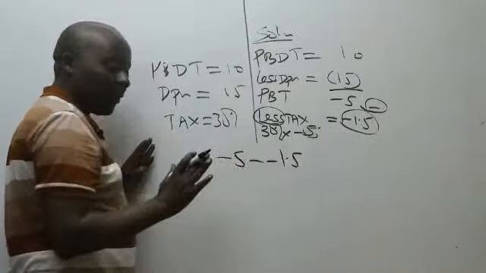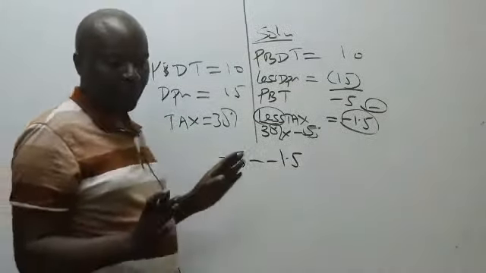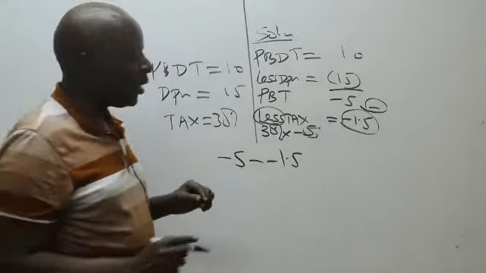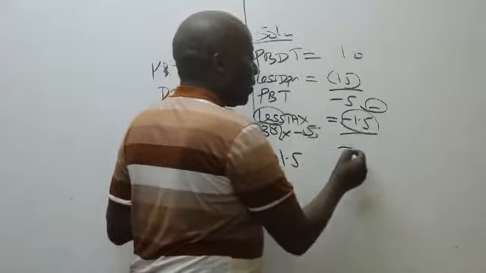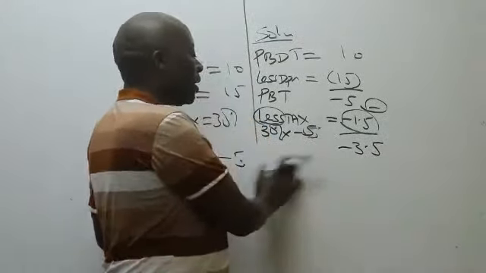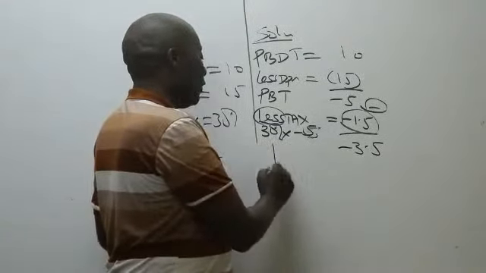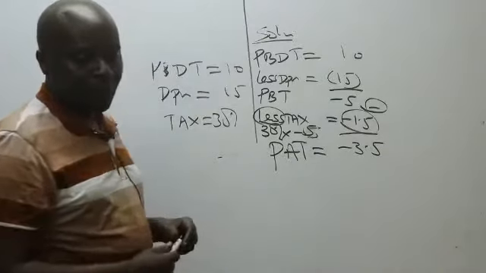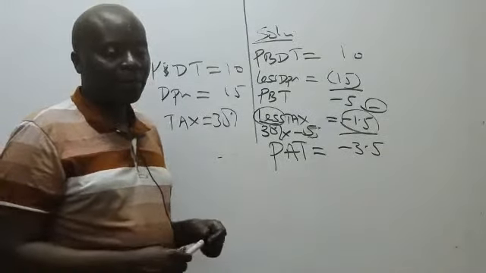Don't use your head. Use your machine. Don't use your head to calculate. Use your machine. Yeah, it is -3.5. Now, ladies and gentlemen, once I get this figure, I'll have to call it the famous part. This is the famous part.